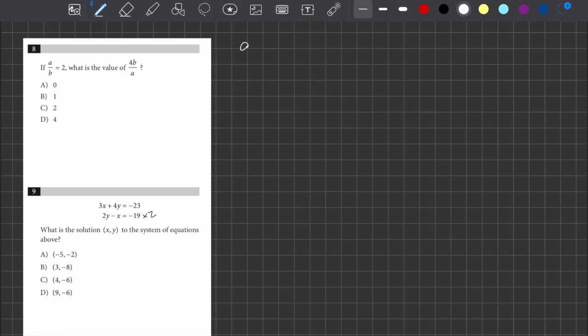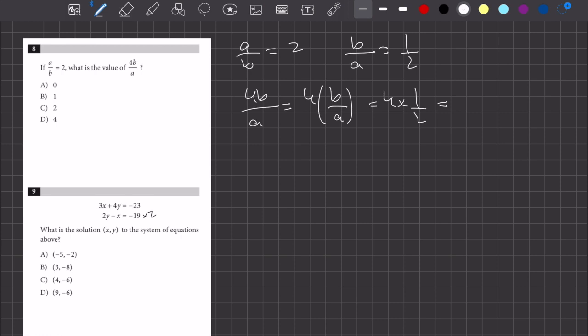For question 8, we take the reciprocal of A over B to get B over A equals 1 over 2. And then we multiply it by 4 to get 2, which is option C.